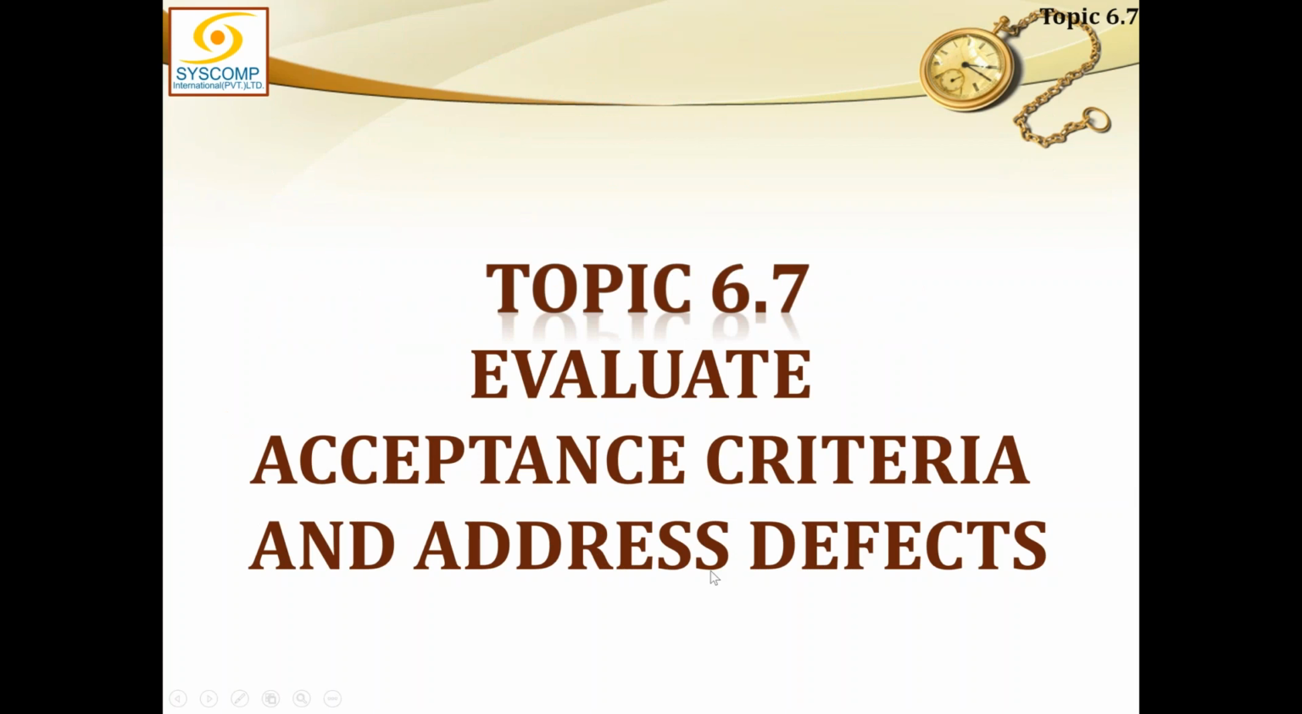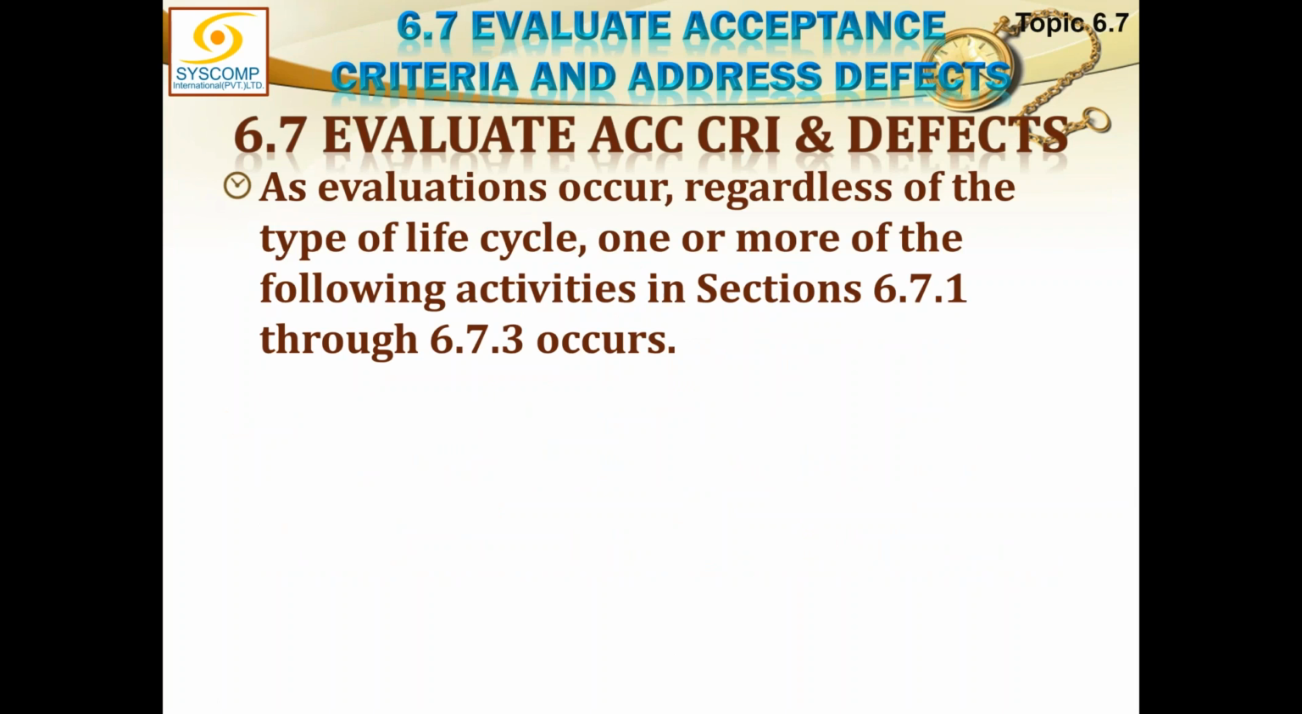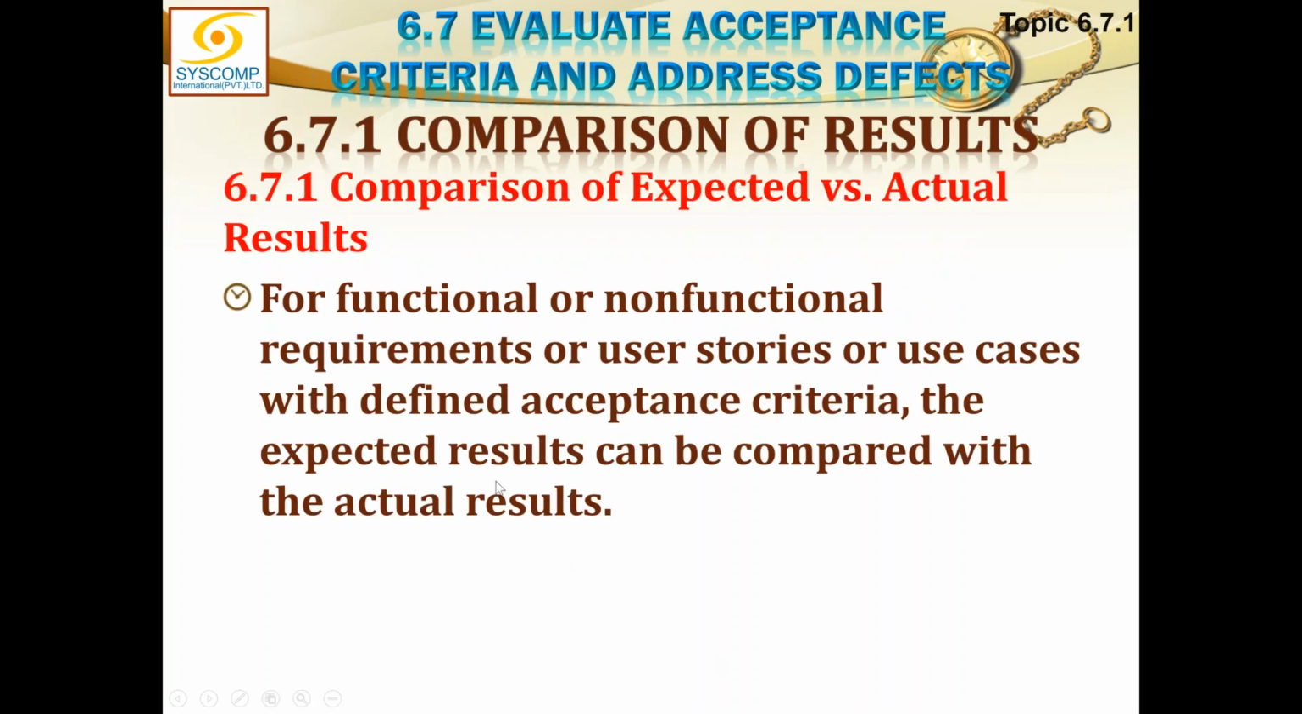Now 6.7 is evaluate acceptance criteria and address defects. As evaluations occur, regardless of the type of life cycle, one or more of the following activities, that is 6.7.1 to 6.7.3, occur. Let us see what they are. 6.7.1 is comparison of expected versus actual results. For functional and non-functional requirements or user stories or use cases with defined acceptance criteria, the expected results can be compared with the actual results.